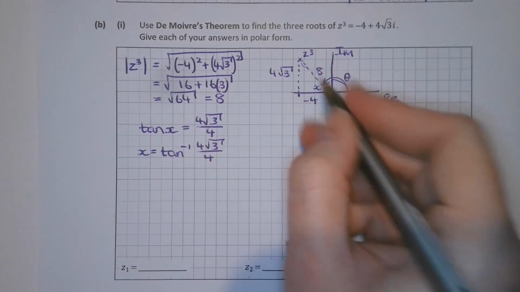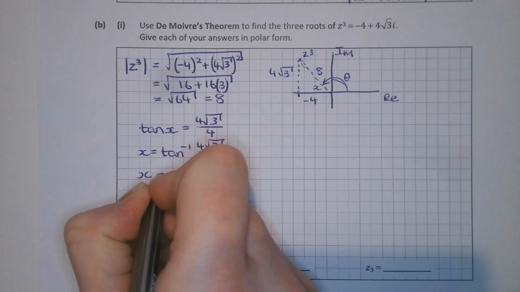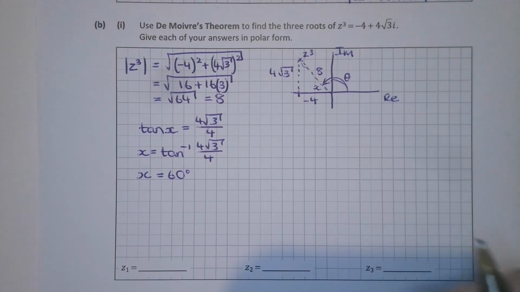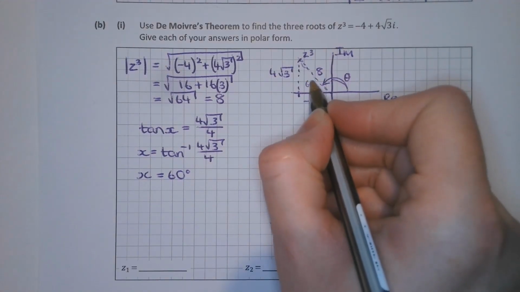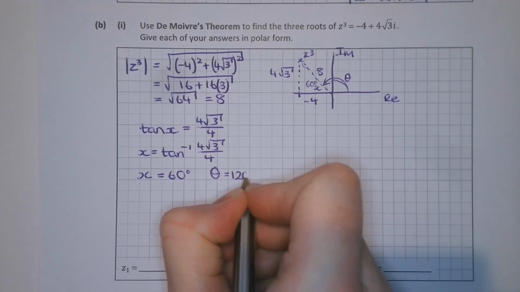You could use the hypotenuse of 8 as well. In theory that should be fine. So x is equal to 60 degrees. So if x is equal to 60 degrees, well then our angle of theta must be equal to 120 degrees.